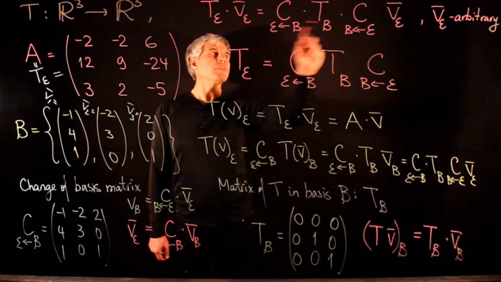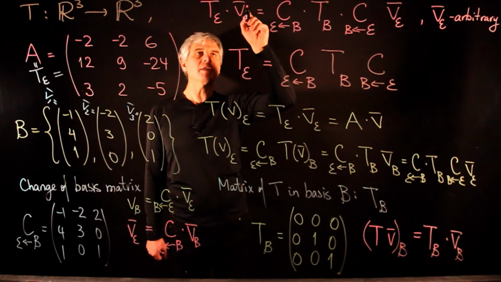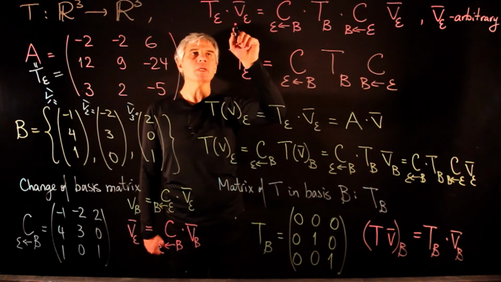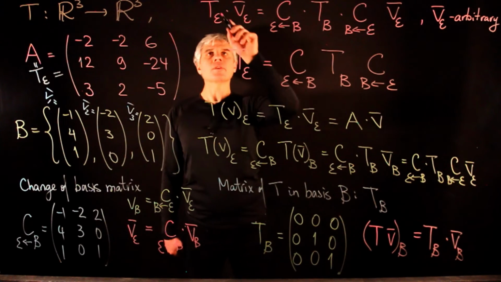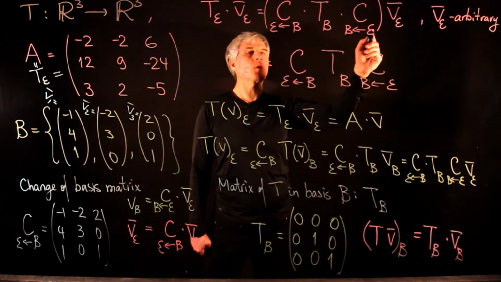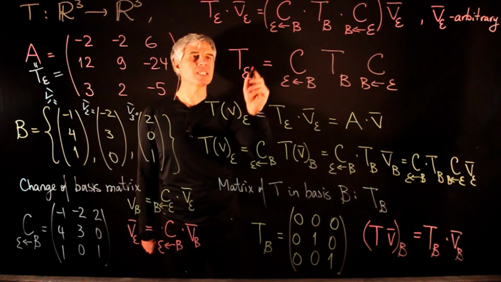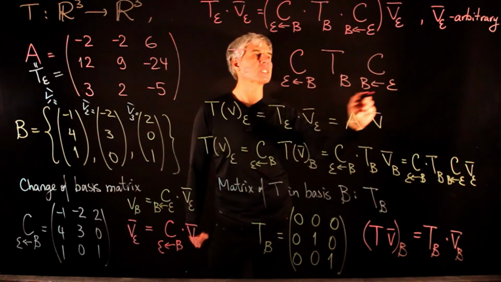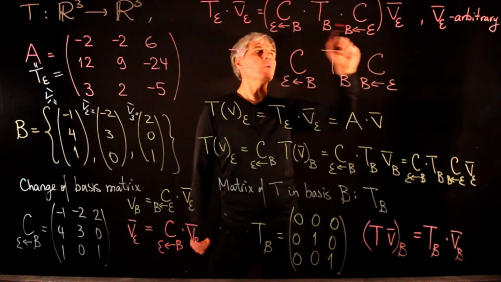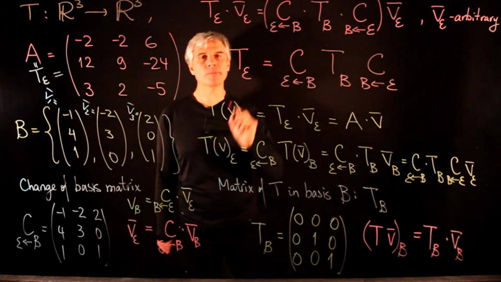Indeed, if we have this equality for arbitrary vectors v_E, so if we take v_E to be the vector (1, 0, 0), then here this will be equal to the first column of this matrix. And then we conclude that the first column of this matrix is equal to the first column of this product. If we take v_E to be the vector (0, 1, 0), then we will obtain that the second column of this matrix is equal to the second column of this matrix, and so on. And so if this equality holds for all vectors v_E, then these two matrices must be equal.